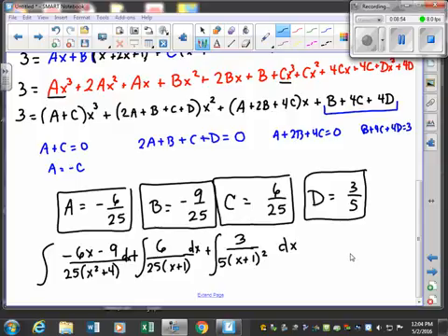So the practice in this was just being able to use partial fraction decomposition there. And like I said, you can go back and do all the algebra to that and finish this out.